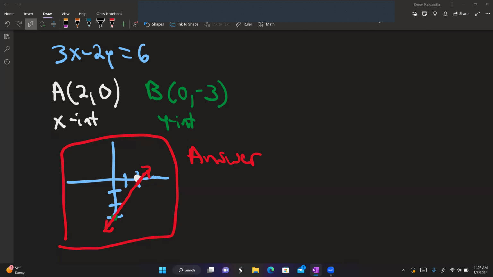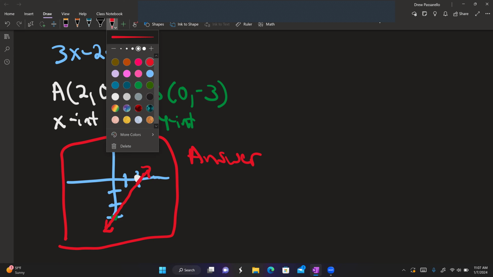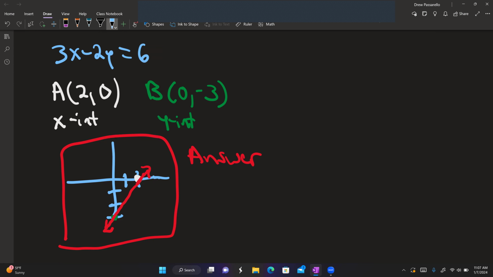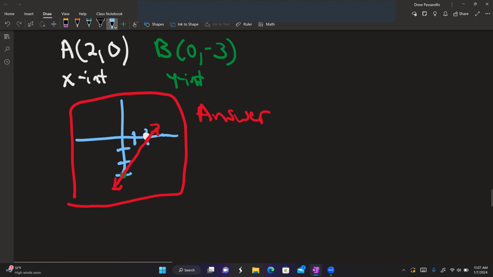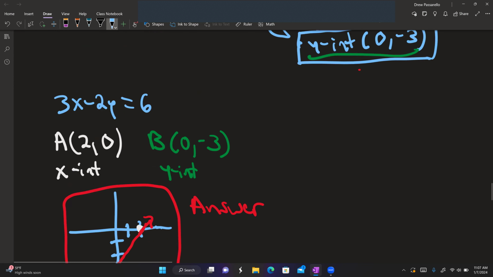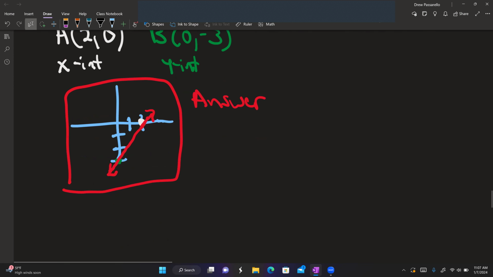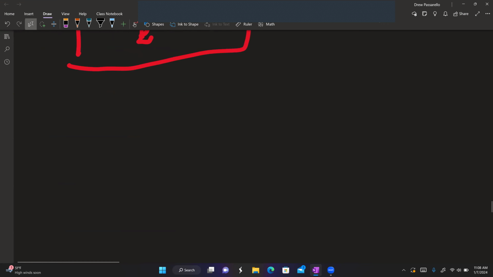All right, so just for sake of demonstration, just to show you what the second method would be. So right now we already know the answer. This picture I drew is the line, and I created the line solely based on the x-intercept and y-intercept. The other method is for when the x-intercept and y-intercept are the same point, and then you have to find a second point.